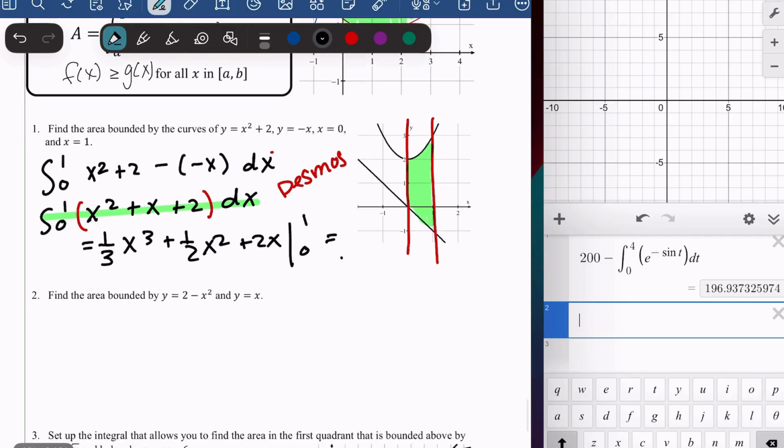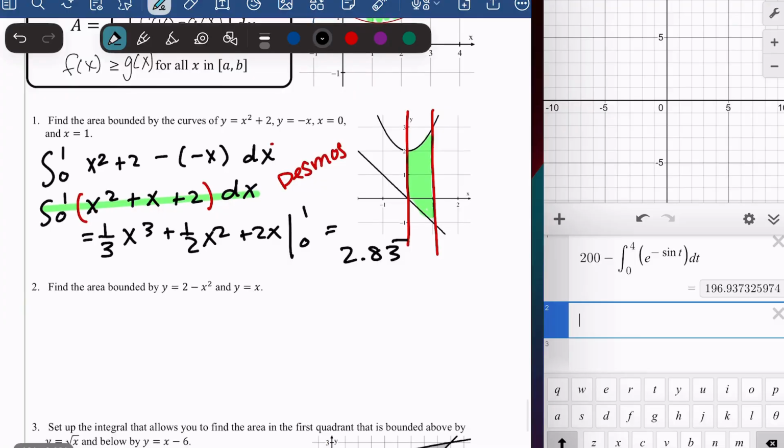Good, 2.83 repeating. Right, it would be 3, 3, 3, 3, etc. Okay, which means this is the area between those two functions with the bounds 0 to 1. Any questions on 1?